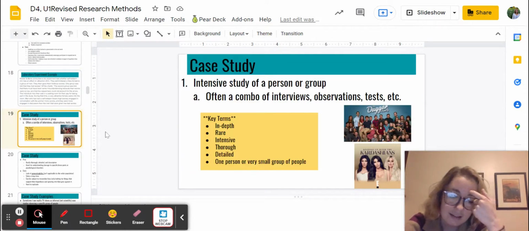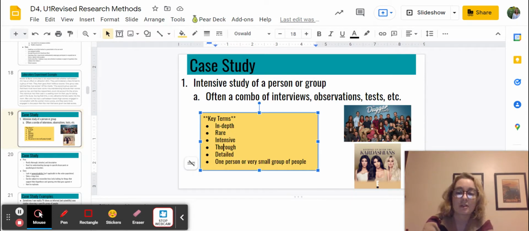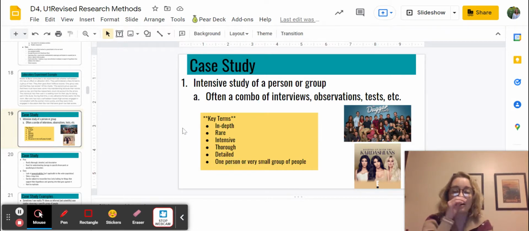Okay, next is a case study, and this is an intensive study of a person or a group. And typically, it's some kind of person or small group that has something really unique or obscure happen to them that we want to study. We're not just studying any old person, it's probably someone that had something unique about them that makes psychologists want to study them. Some key terms you can associate with this would be in-depth, rare, intensive, thorough, detailed, one person or a very small group of people if they talk about that.